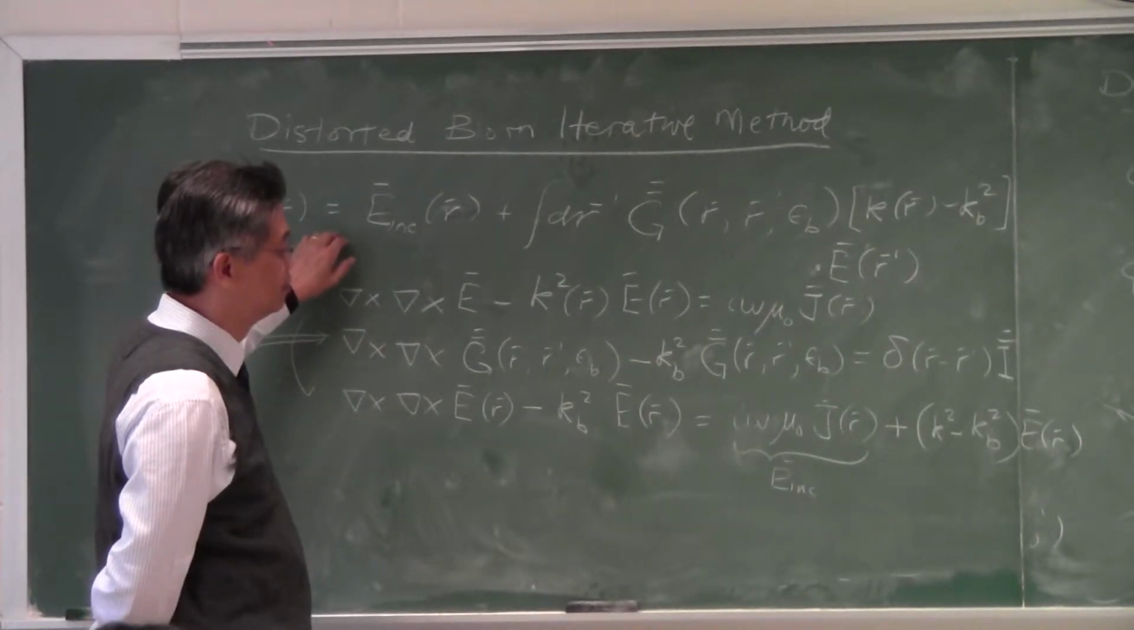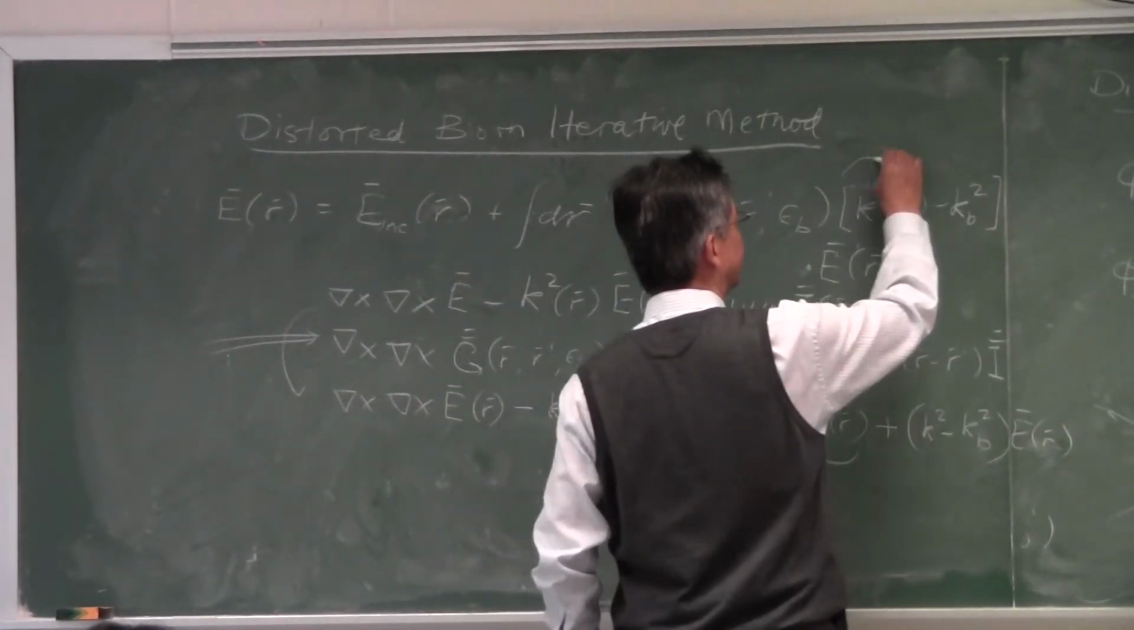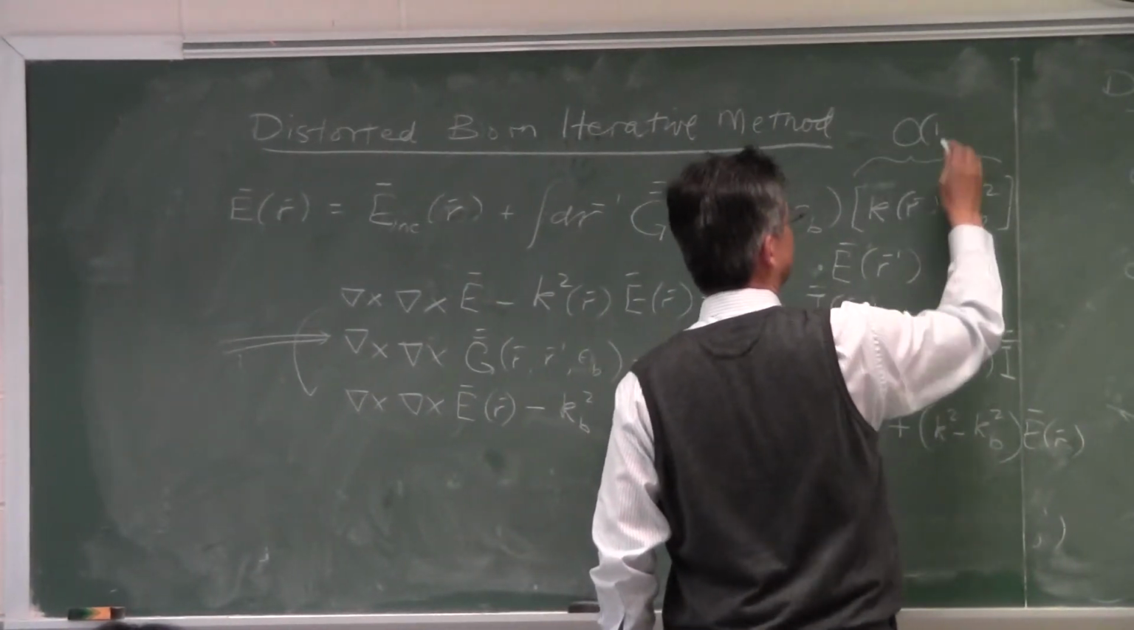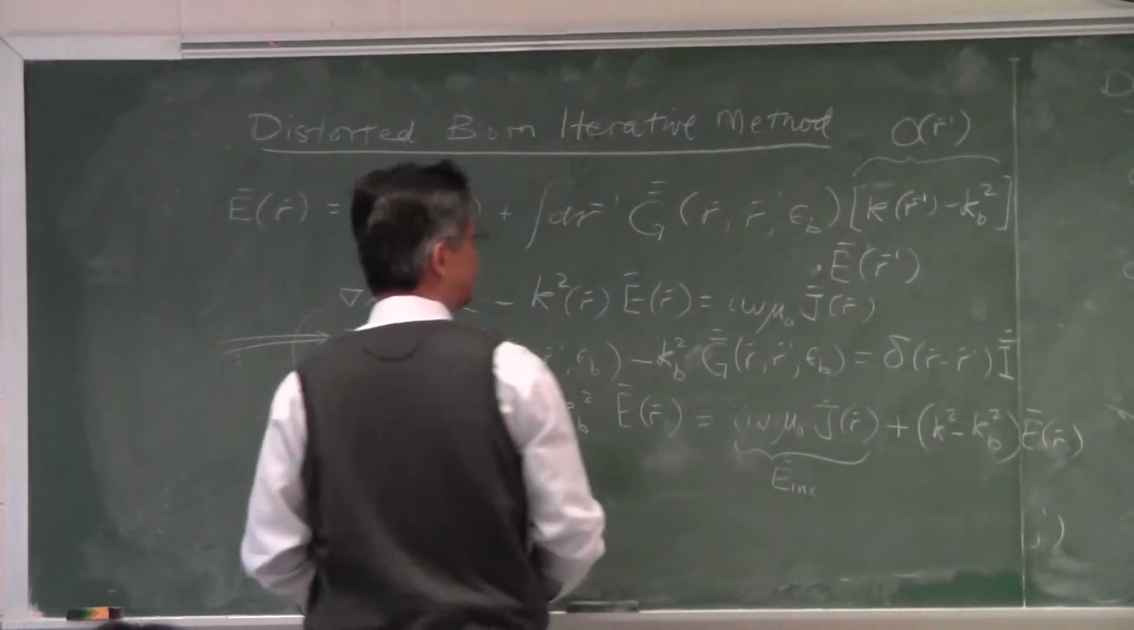How do we find the solution to this equation? In the case of inverse scattering, we want to look for this function, O of R prime. Okay, O of R prime.